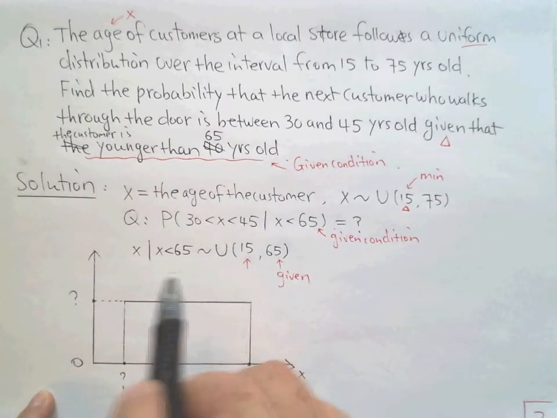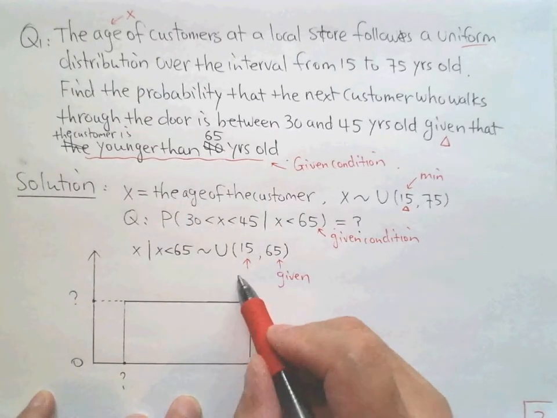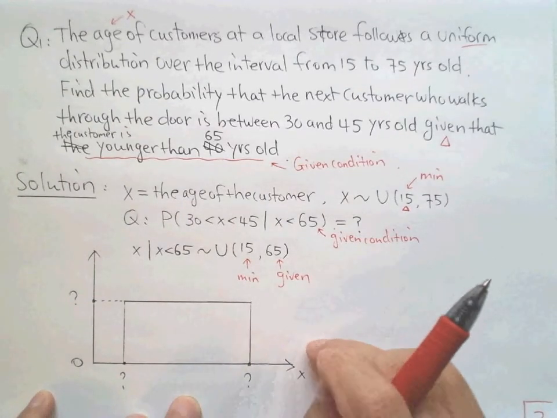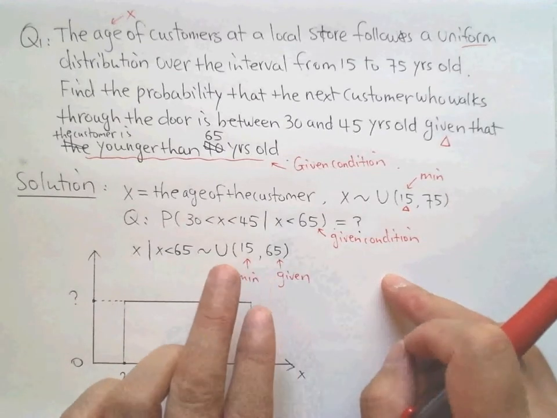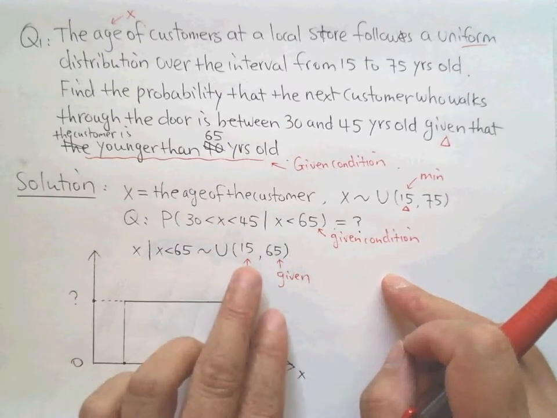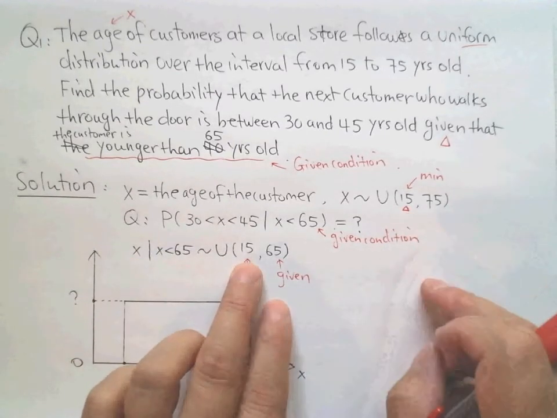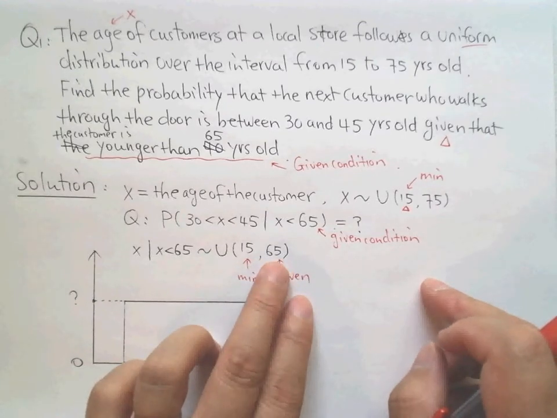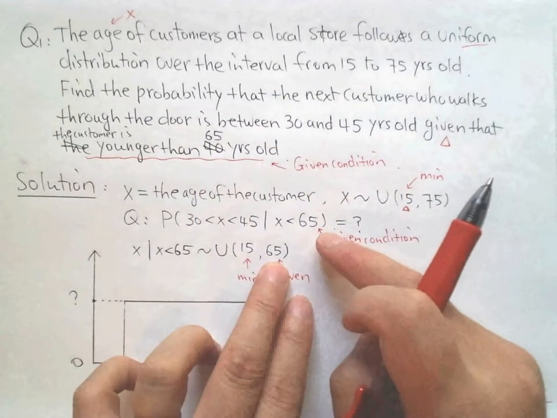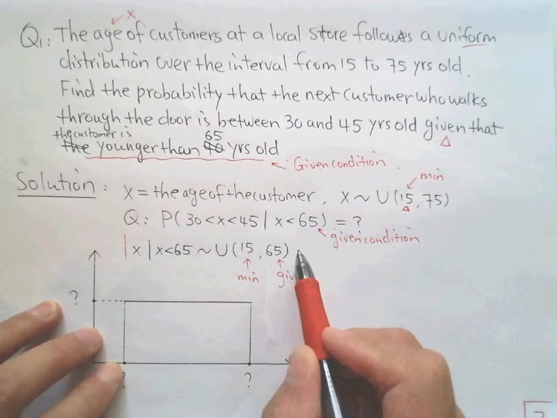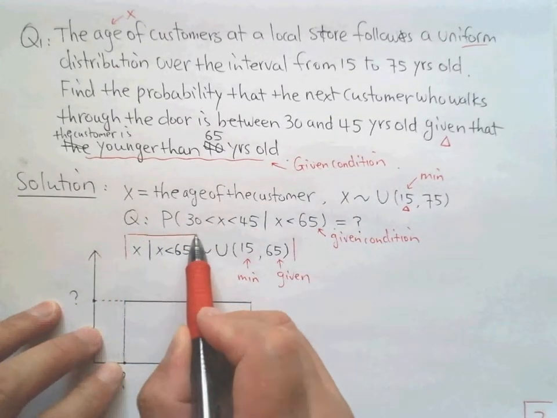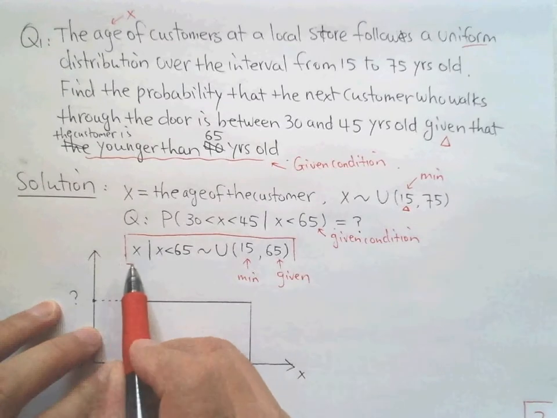You know why we put it here? Because this is the minimum possible value for the age of the customer. Now can you understand? The age has a minimum of 15 years, and the maximum is 65 because it says younger than 65, right? So everything we need is here. This is the most important.